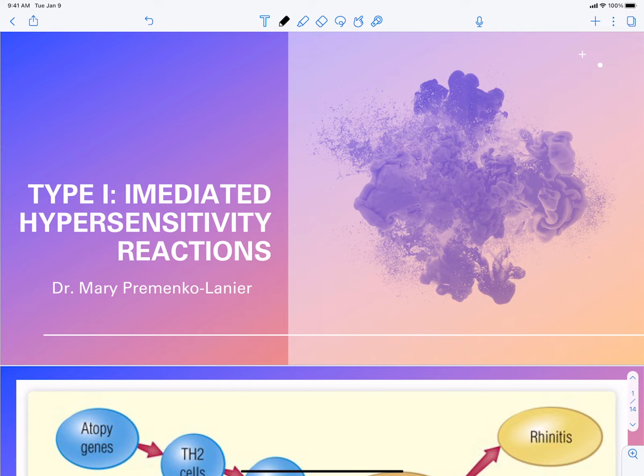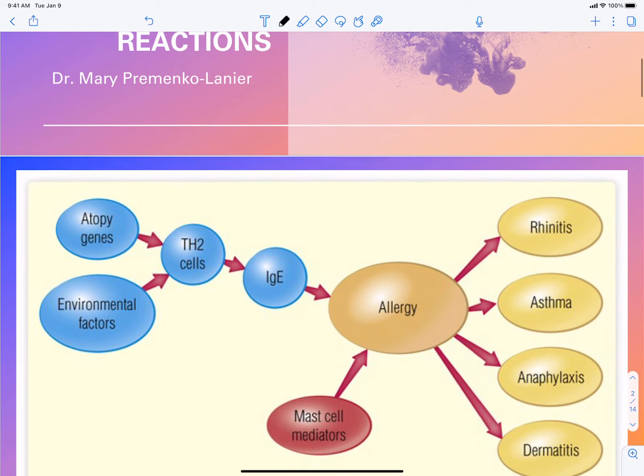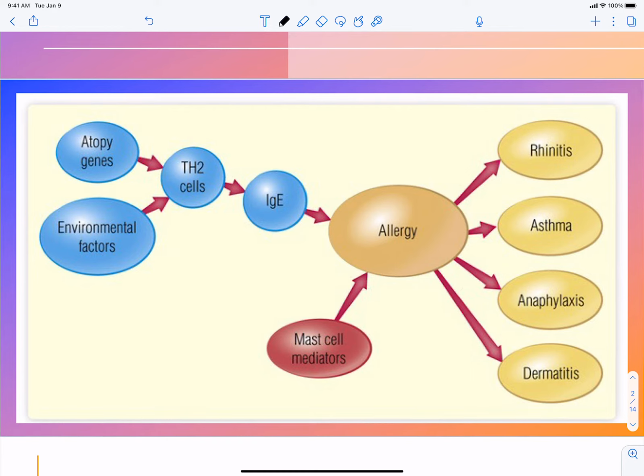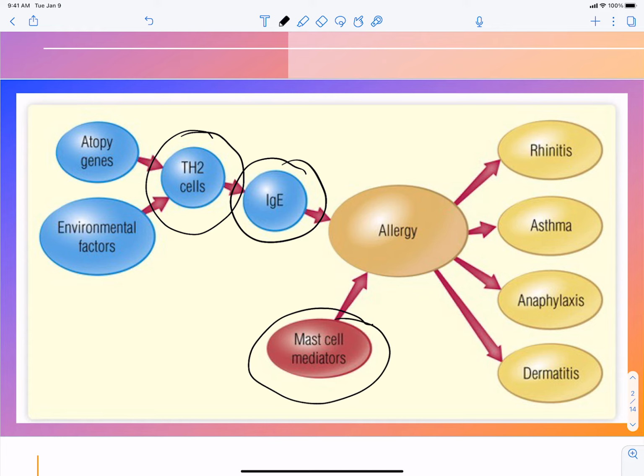Okay, so this next recording we're going to talk about specifically type 1 mediated hypersensitivity reactions. These are the allergic reactions that we're very well aware of to environmental antigens. The type 1 responses are going to be driven by a Th2 cell, and this is going to generate the IgE that is known to initiate the allergic response. Mast cells are going to be the mediators of the allergic response.